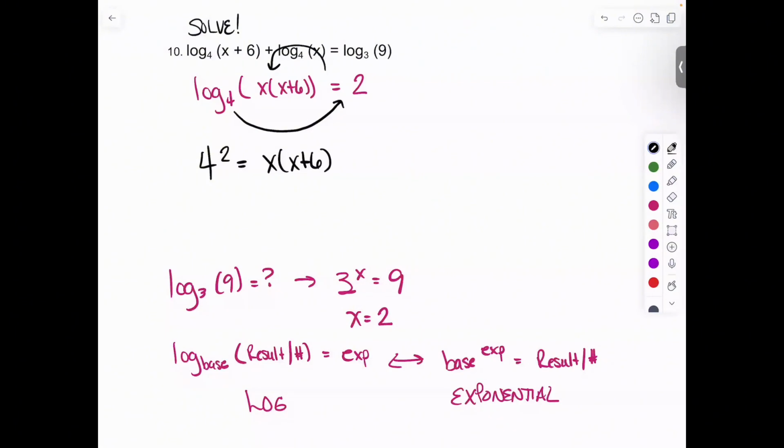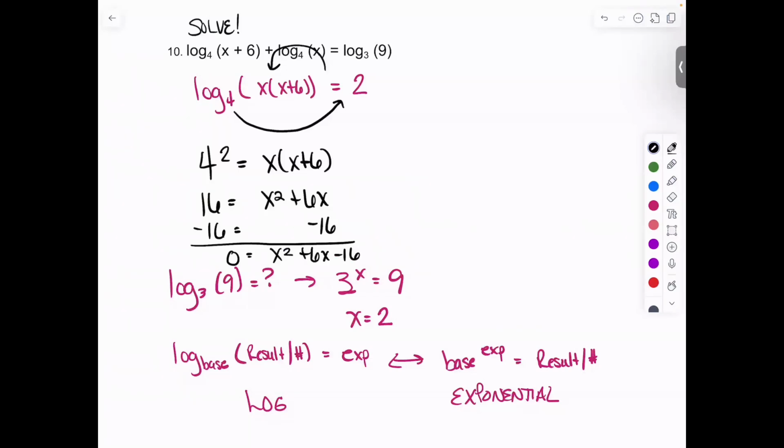All right, and now we're working in straight algebra land here, where I can say, okay, 16 equals x squared plus 6x. And then I can set my quadratic to 0 and see what I can do, maybe factor it, or quadratic formula, or complete the square, whatever trips your trigger. I'm just simply going to move the 16 over to see what I can get. I'm running out of room, so I'm sorry about the tight squeeze there. Plus 6x minus 16.